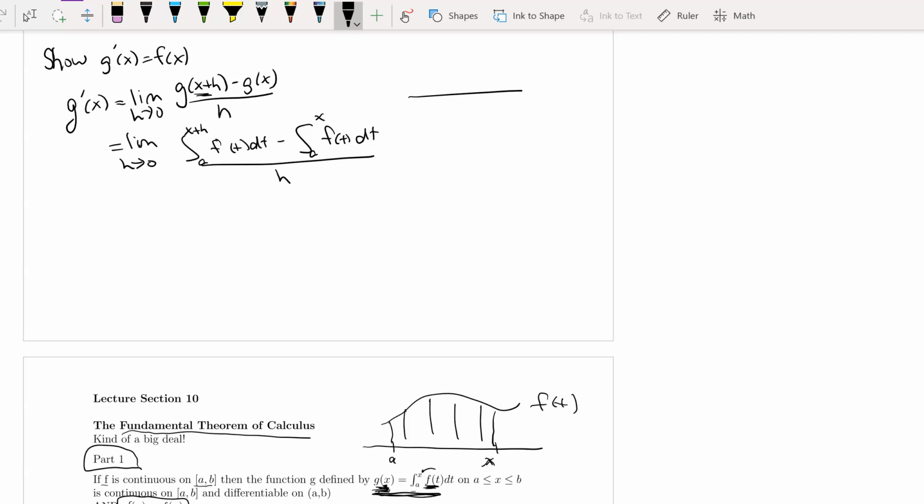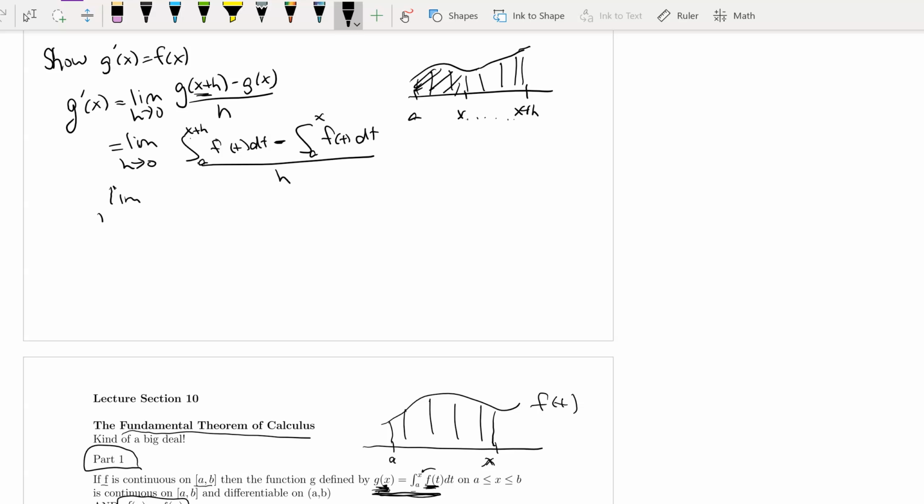So let's think about this. I'm going to draw another picture. So here's a over here, here's x, and here's x plus h. I'm just drawing it large so that we can see the difference. Okay, so this is saying take the area between a and x plus h all the way over here. This is saying subtract off the area between a and x. Oh, we've done things like this before. So what's left? The area between x and x plus h, right?